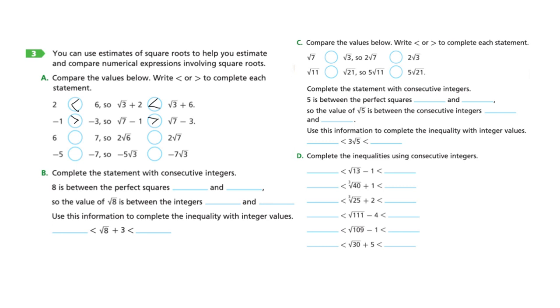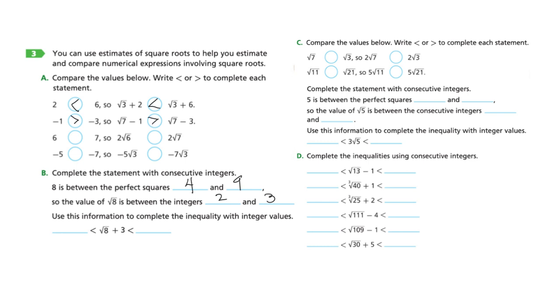B, complete the statement with consecutive integers. 8 is between the perfect squares of 4 and 9, 2 times 2 and 3 times 3. So the value of the square root of 8 is between the integers 2 and 3. Use this information to complete the inequality with integer values. So you should be able to do that one on your own, that last part of B.